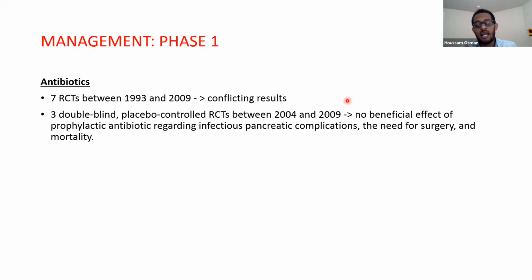If you remember, I said that in the acute phase, or phase 1, it's very rare that you have infection. There were 7 randomized controlled trials between 1993 and 2009 that had conflicting results. But there were 3 good, double-blinded studies between 2004 and 2009 that showed no beneficial effect of prophylactic antibiotics. And again, we're talking about prophylactic antibiotics. There's no effect in preventing infection or need for surgery, and it did not affect mortality. Again, we're talking about using antibiotics in the early phase, the first few weeks.